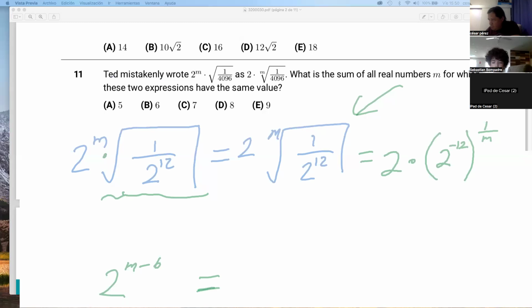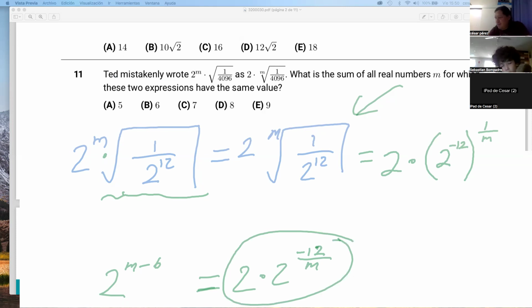2 times 2 to the minus 12 divided by m. Going up, we still can make this 2 to the power of minus 12 over m plus 1.